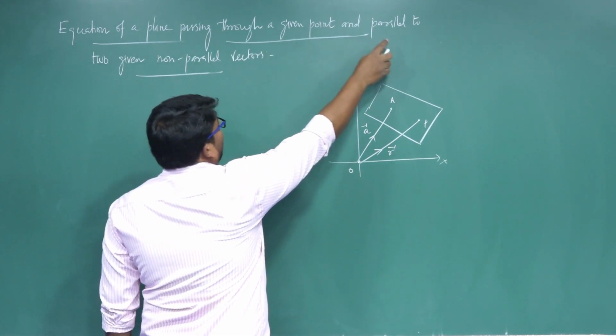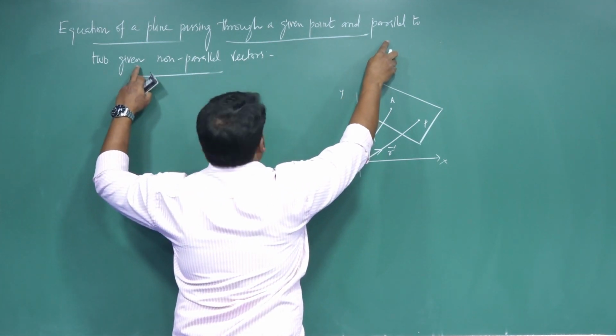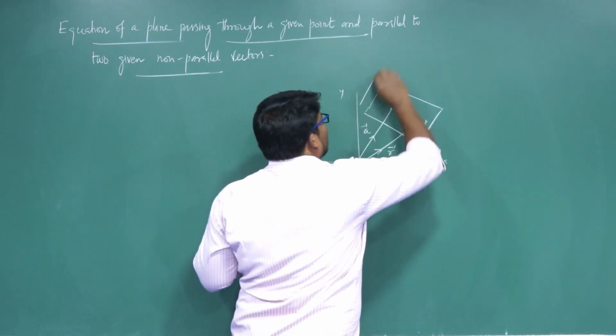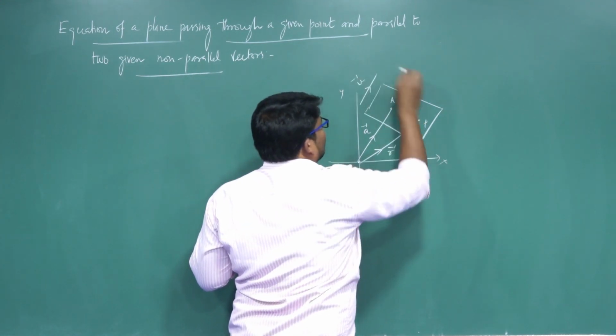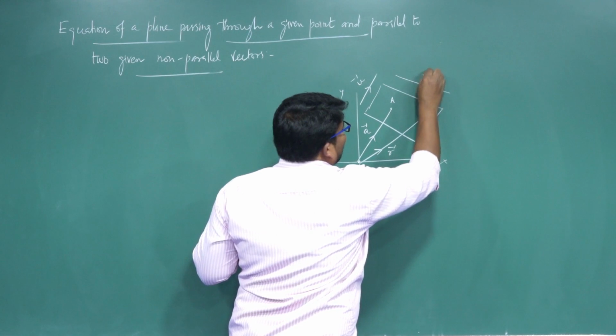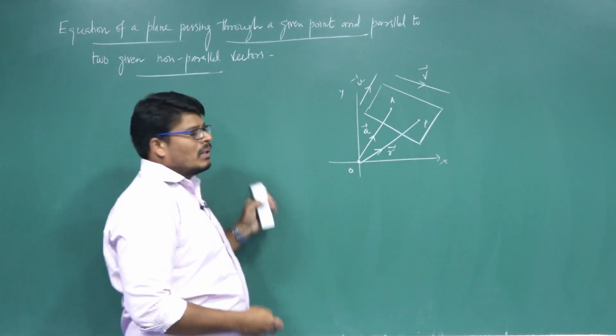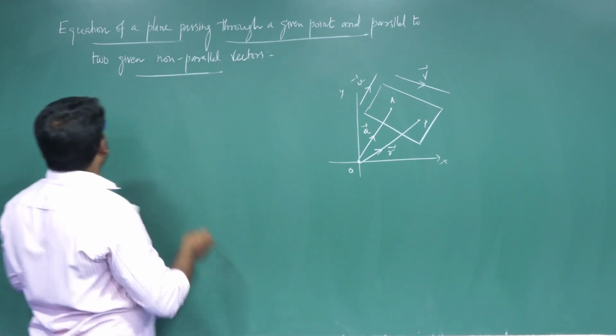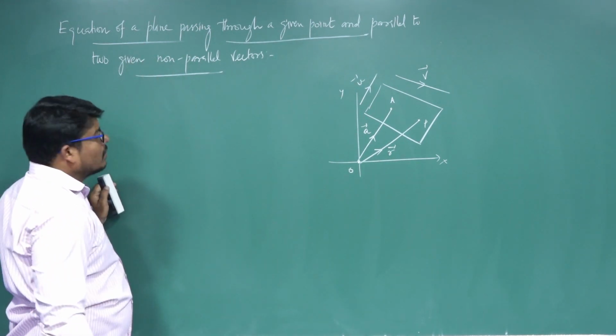Given one point and parallel to two given non-parallel lines, this one is parallel to the u vector and this one is parallel to the v vector. One point and two parallel vectors. Equation of a plane in vector form.